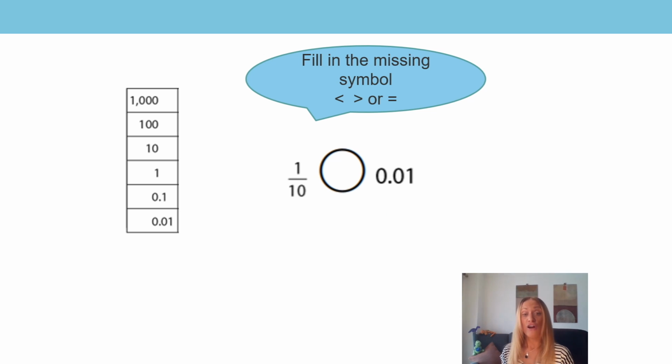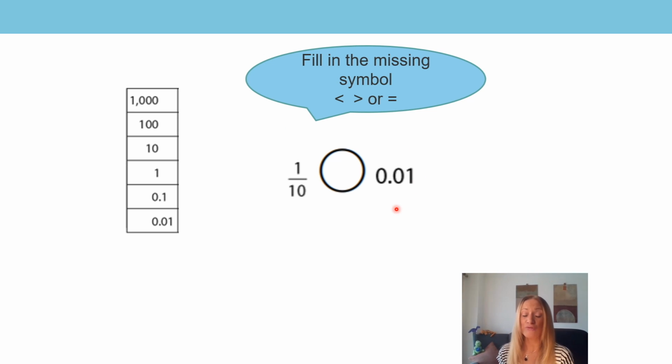Do you think you can do this one on your own? We've got a mixture of fraction notation and decimal notation. Does that make it any harder? Should we still be able to compare them? I think we can, can't we? Pause me now and see if you can fill in the missing symbol. How did you get on? Did it help you to read the numbers first? Shall we do that together? So 1/10 is less than, greater than or equal to 1/100th.